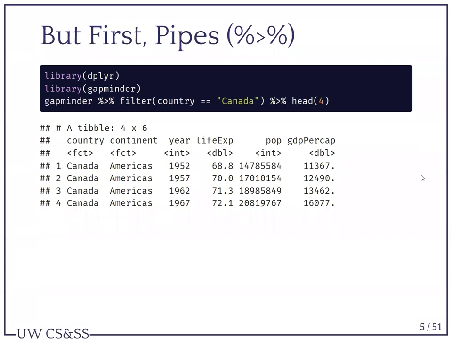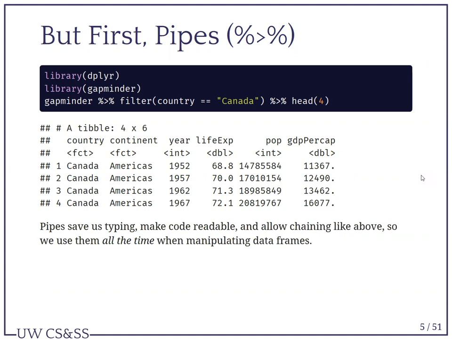So this is probably the main benefit that we would want out of pipes, that we can chain them together to do several manipulations in a row. Pipes can save us typing. They can make code more legible by allowing us to write things left to right and allowing chaining like above. So we use them all the time when we're manipulating data frames and trying to change data into a specific format that we'd like.